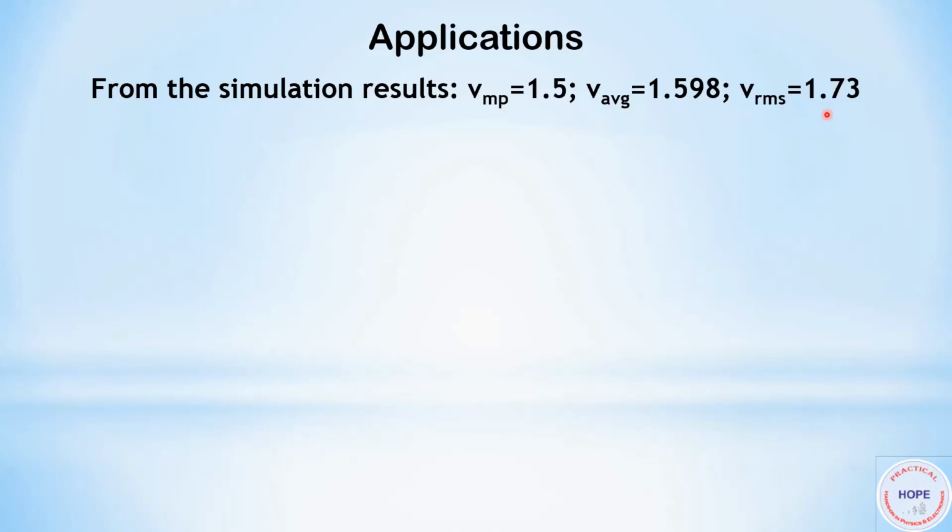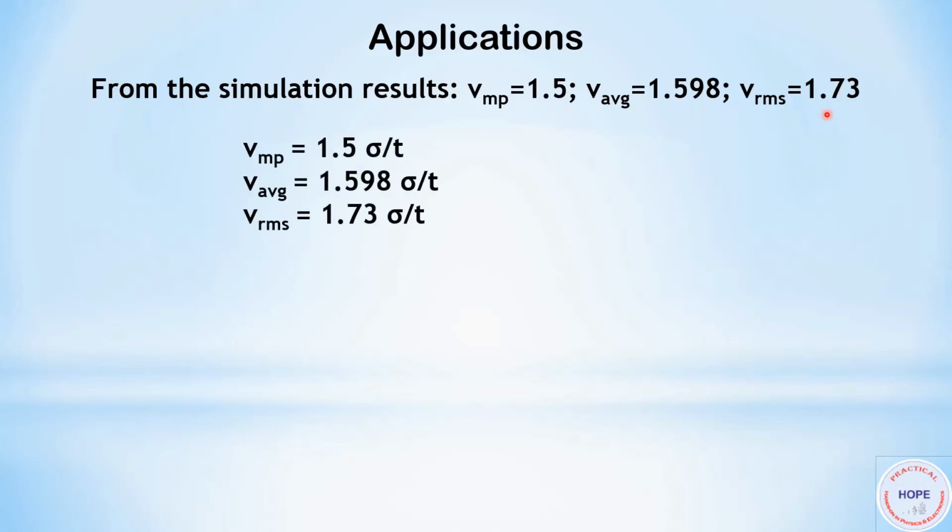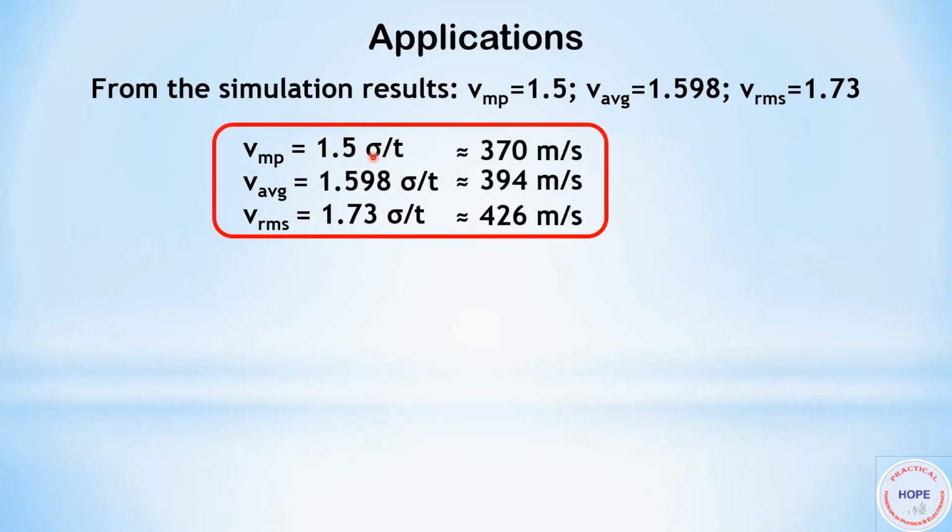As we discussed earlier, VMP is 1.5 sigma by t, because sigma is the unit of length and small t is the unit of time. We have already calculated the values of small t, and sigma we have already discussed is 3.4 for argon. So if we put those values, we get VMP as 370 meter per second, V average as 394 meter per second and VRMS as 426 meter per second.